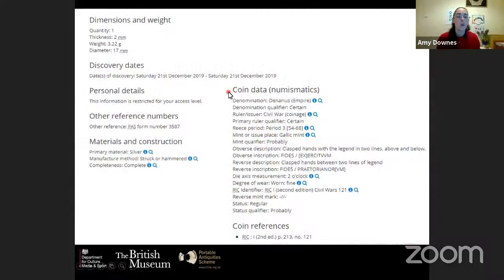Because this item is a coin, there's a whole extra section just on coin specific information, and that includes things like the denomination, the ruler, the obverse, the reverse, all that sort of information, which is so important, as you'll see later.